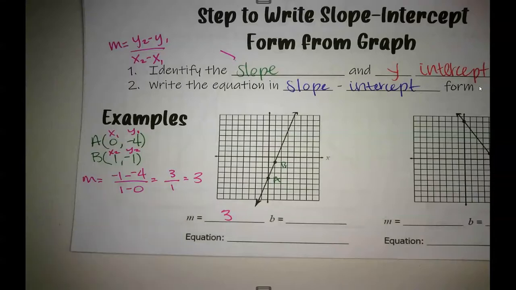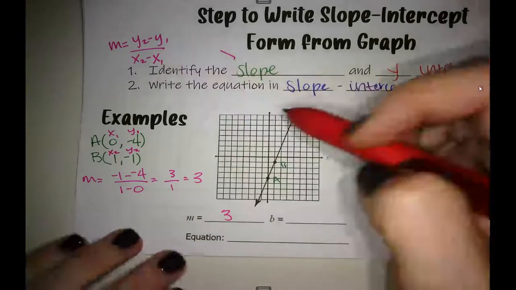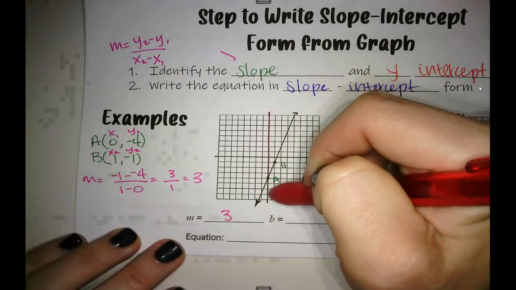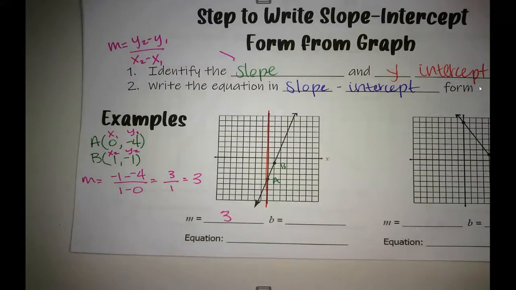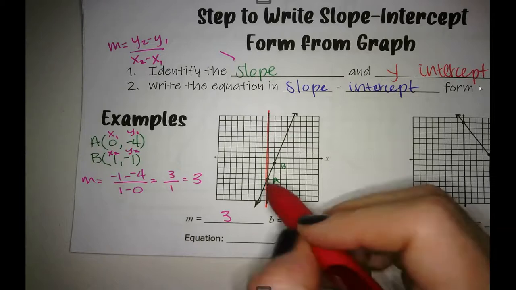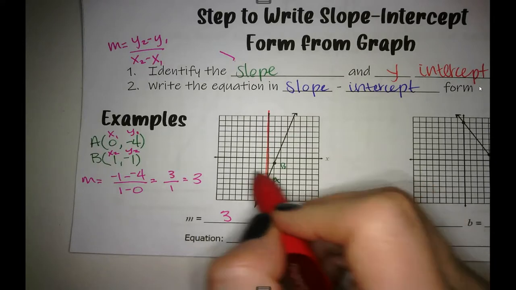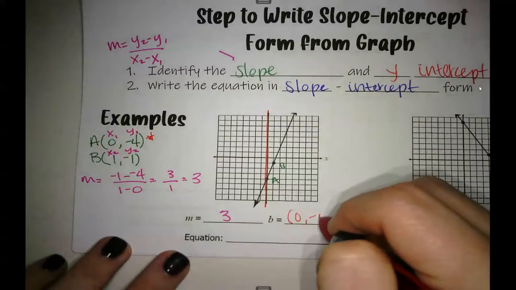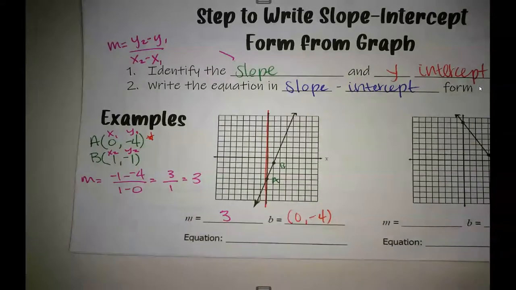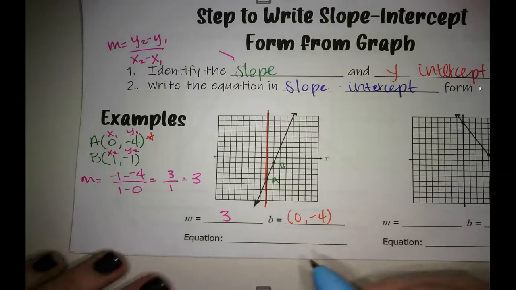And then we want to identify our y-intercept. Remember, y-intercept is where it is crossing the y-axis, and that's right there at our point A. So this is also our y-intercept: 0, -4. All right, now I can put it into slope intercept form.